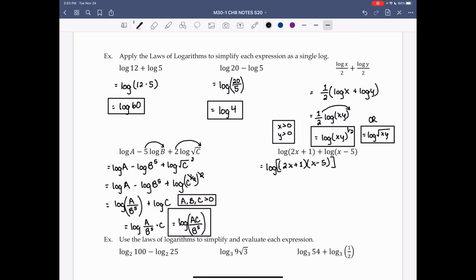I can multiply those binomials together. We get log of 2x times x is 2x squared. 2x times negative 5 is negative 10x. 1 times x is 1x. And 1 times negative 5 is negative 5. Simplify. We get log of 2x squared minus 9x minus 5.